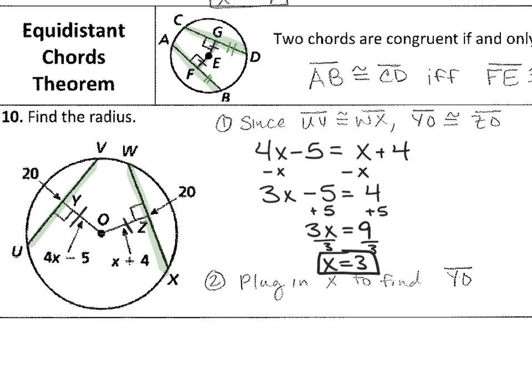Again, if you don't like inverse operations, once you get it set up, since they're congruent, that means they're equal, you just box method. Once we have x, we need to know this distance here. So we're going to plug in x to find the line YO, which means we're going to take 4x minus 5, and we're going to replace the x with what? 3. So 4 times 3 is 12. 12 minus 5 is 7.